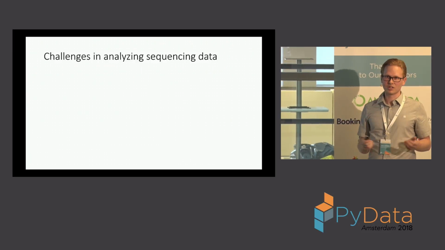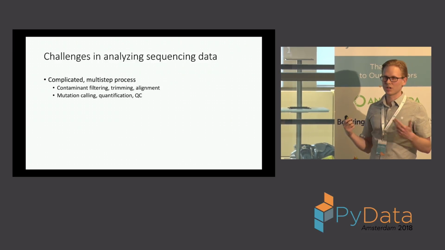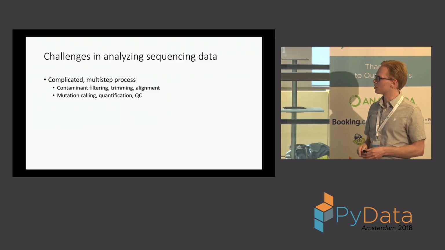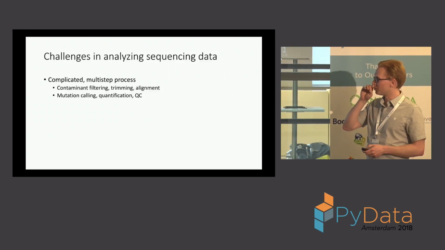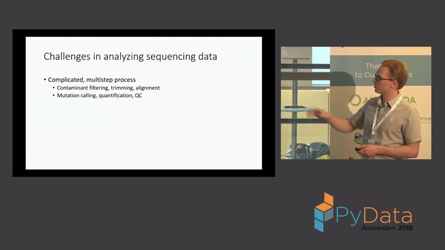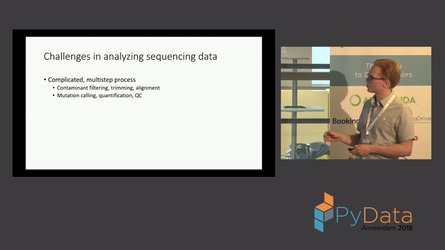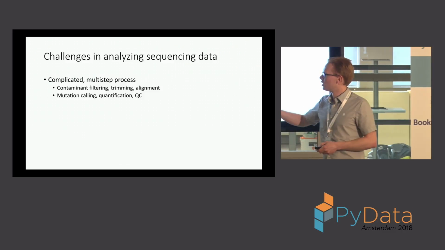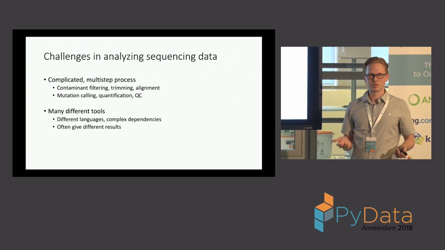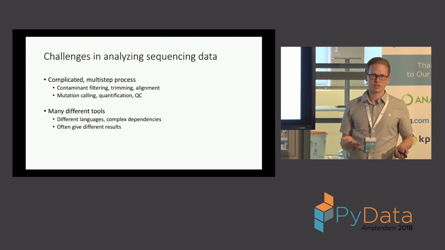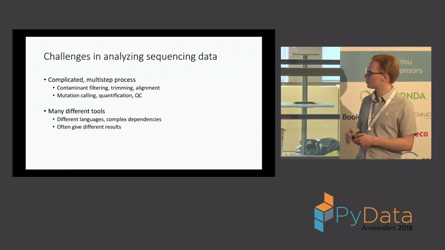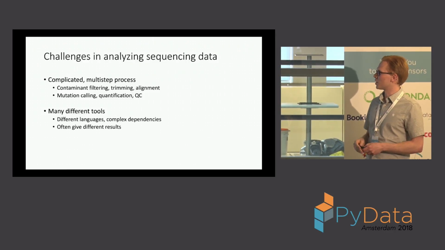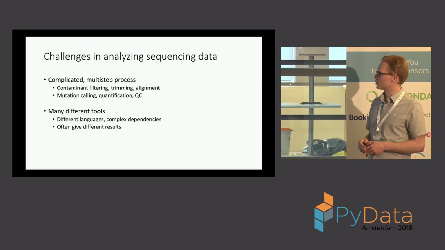Some challenges in analyzing this kind of data are that it's quite a complicated multi-step process where we do a lot of different steps like contaminant filtering, the alignment I mentioned, but also a lot of quality control and downstream things like the mutation calling. Besides that, there are a lot of different tools involved. They're often written in different languages because it's all academic software, and they have a lot of complex dependencies, which makes them difficult to install as well.